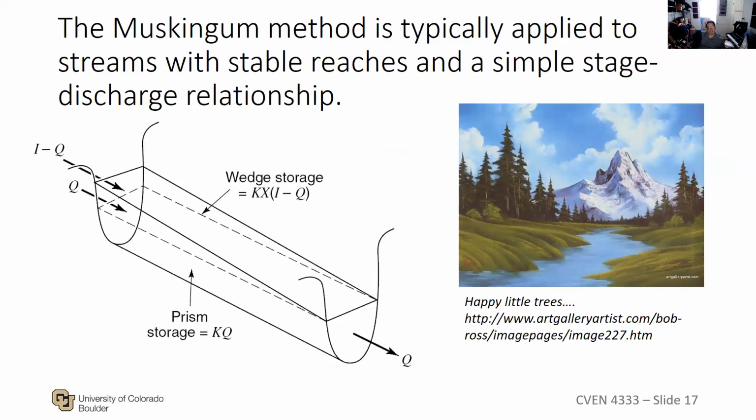Another way to look at it then is the diagram on the left. And again, you can see the prism and the wedge are going to be playing off of one another depending on the relationship between I and Q. And so, like Bob Ross would draw, the Muskingum method is really in a situation where the reaches need to be stable, because there's nothing to model changes in that relationship. And then with a simple stage discharge relationship, you can imagine that if you have really quickly changing inflow hydrographs, this is not going to be as good.